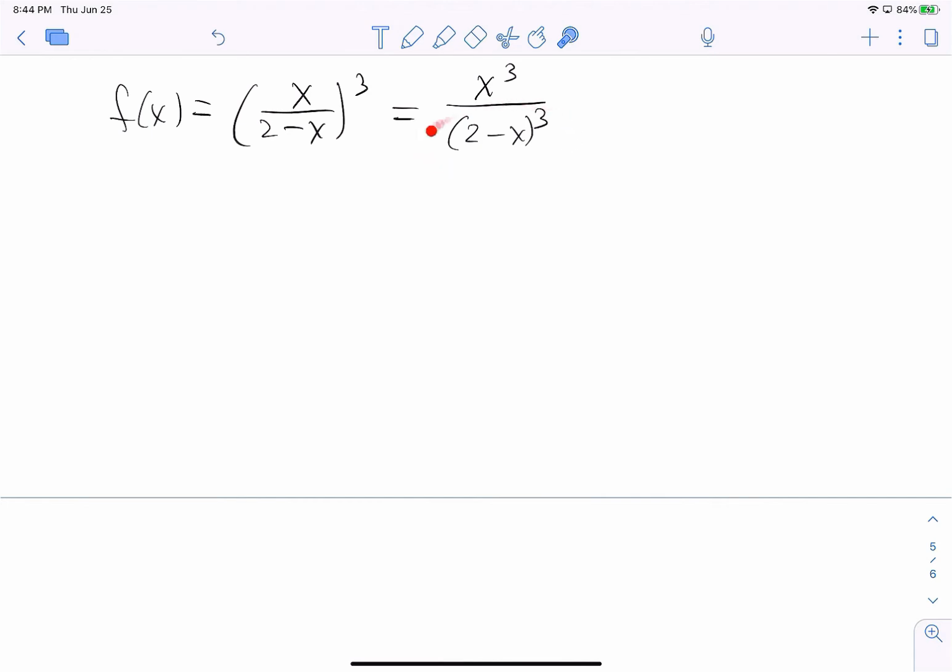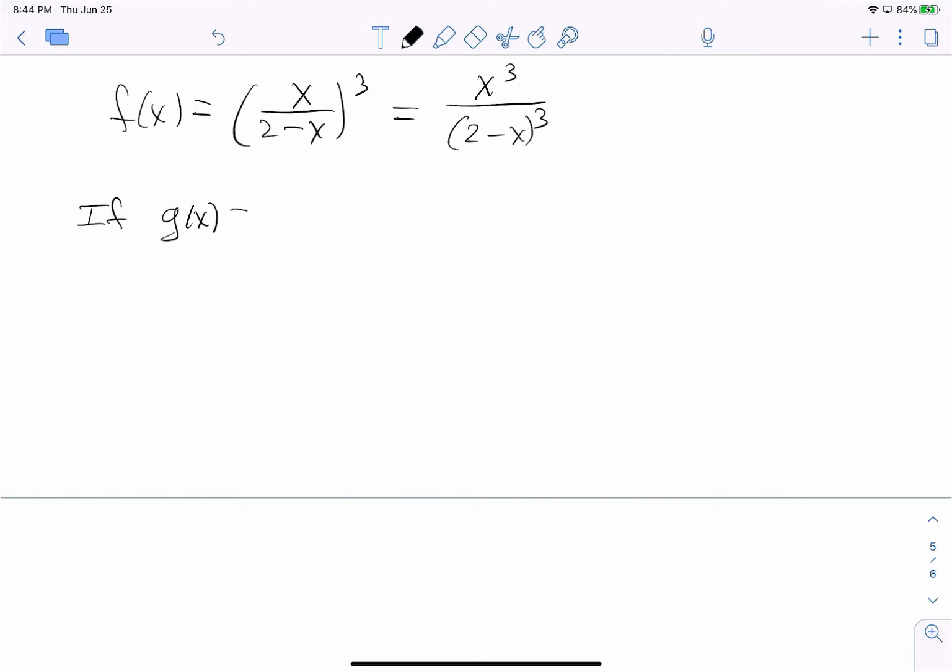But we have to deal with the fact that we have this binomial 2 minus x that's cubed in the denominator. The x cubed in the numerator we can deal with, we pull it out, we're going to add 3 to whatever exponent we have on x. So that's not an issue. This requires a little bit of ingenuity. And here's how it goes.